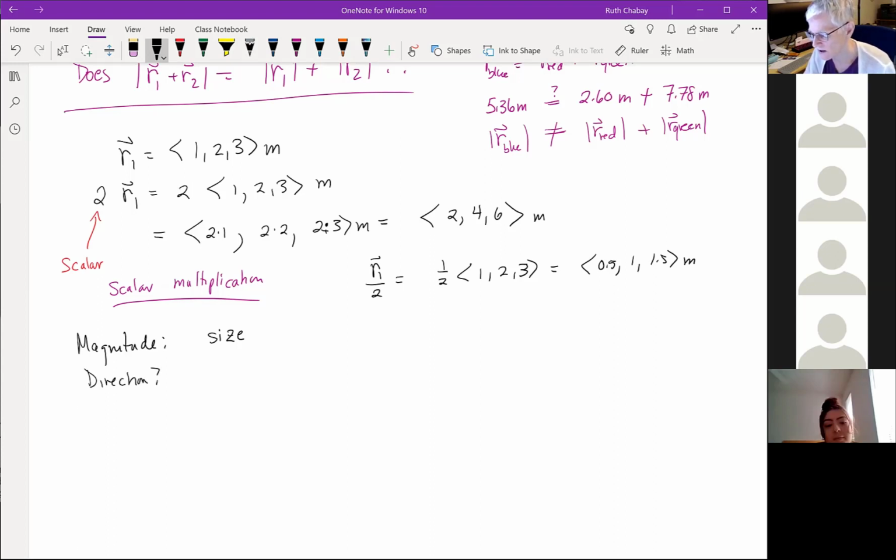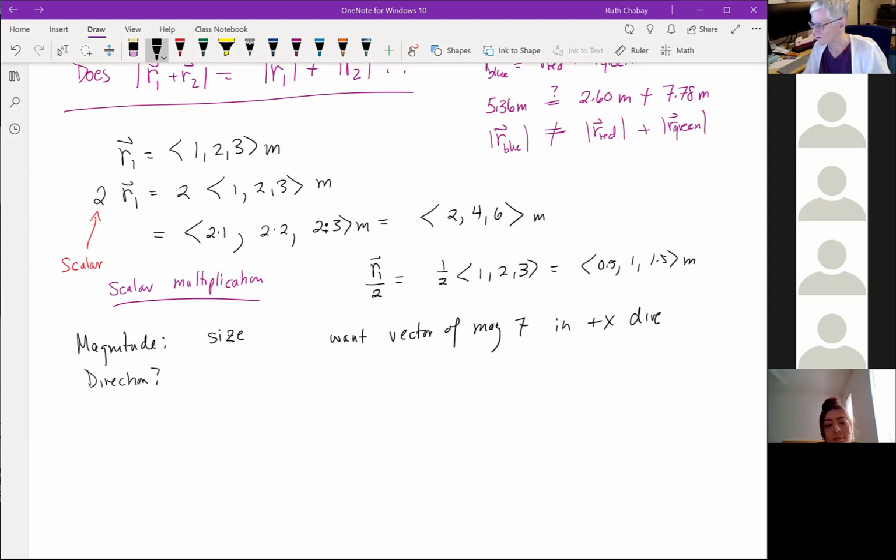Because it would be nice to say, I want a vector of magnitude 7. So I want a vector of magnitude 7 in a particular direction, say in the x direction. We want a vector of magnitude 7 in the plus x direction.